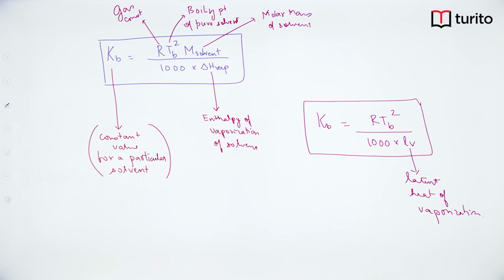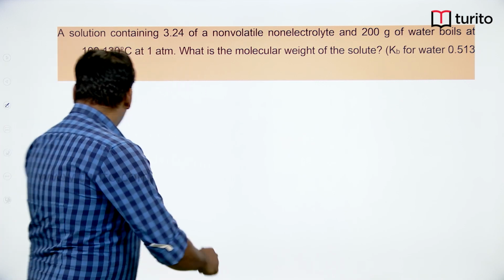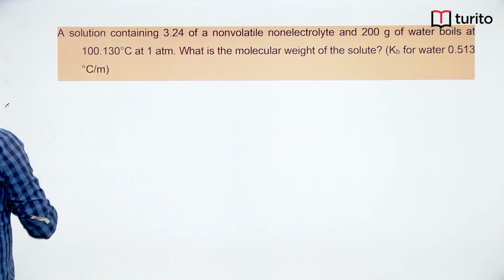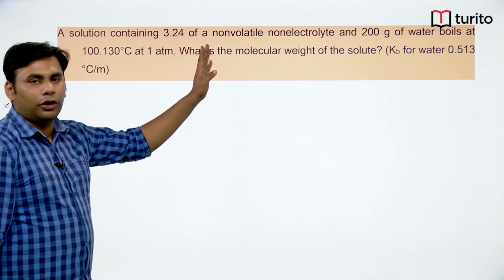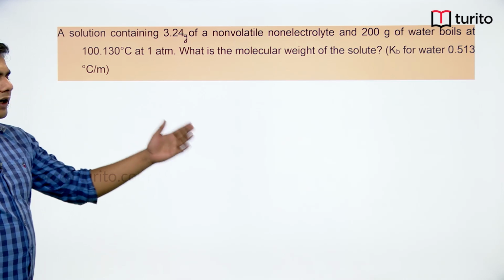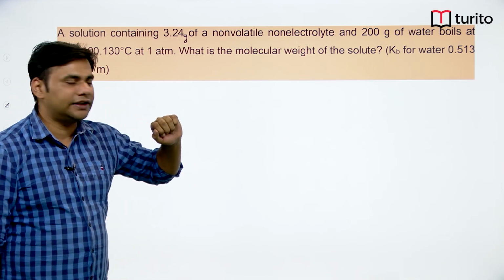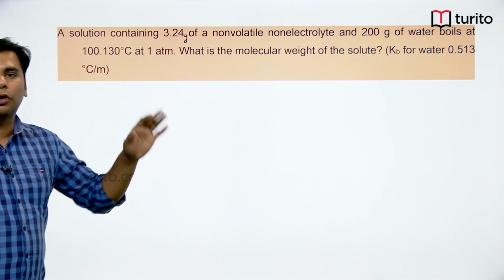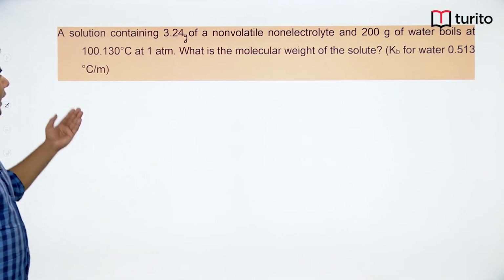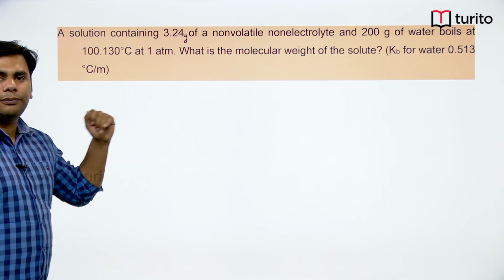We have to remember the formula delta Tb is equal to Kb into m. Now look at this question. It says there is a solution containing 3.24 gram of a non-volatile non-electrolyte solute and 200 gram of water, which boils at 100.13 degrees Celsius at 1 atm. What is the molecular weight of the solute? Kb for water is given as 0.513 degrees Celsius kg per mole.